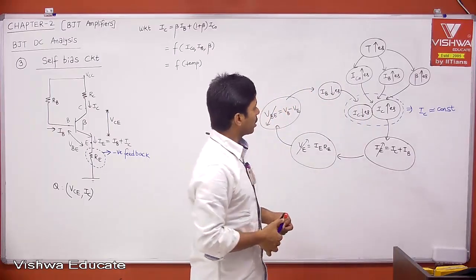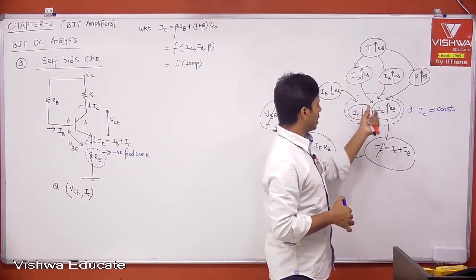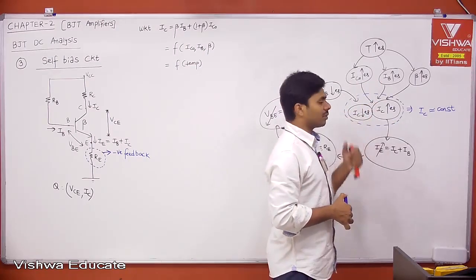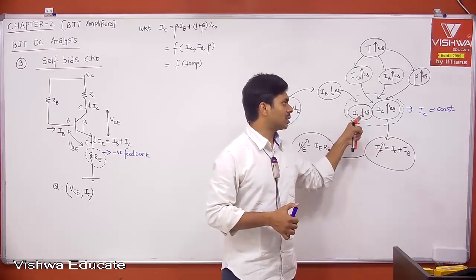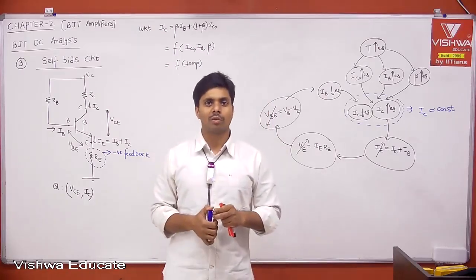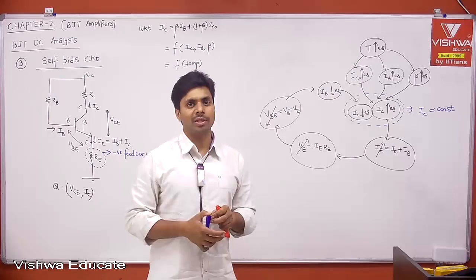As I told you before, qualitatively I cannot explain. IC is increasing due to temperature, yes. But how much is the decrement of IC to compensate the change in IC because of negative feedback? That I cannot explain. I know that definitely it will decrease, but how much it is decreasing? Is it exactly compensating the change in IC due to temperature? That we cannot explain qualitatively. For that we need to do mathematical analysis, which is nothing but finding the stability factor here.